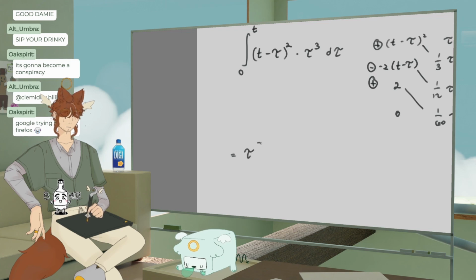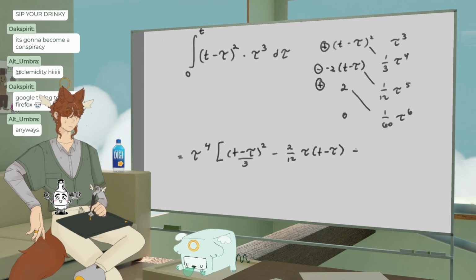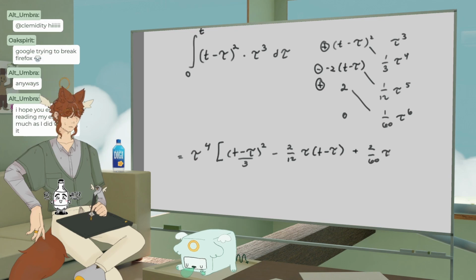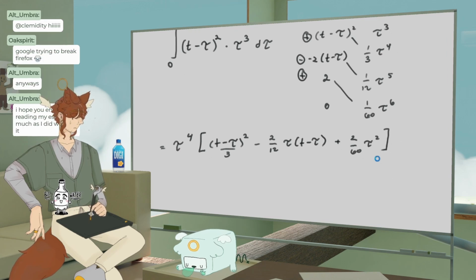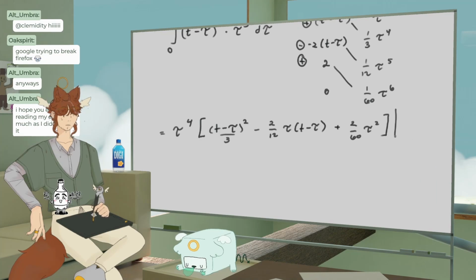I guess I could pull a tau cubed out of everything, or tau to the 4th out of everything. So we get t minus tau squared over 3 minus 1 over 2 over 12 tau t minus tau plus 2 over 60 tau squared. There we go. Hope you enjoyed reading my essay as much as I did writing it. What about Einstein? Oh, from 0 to t.